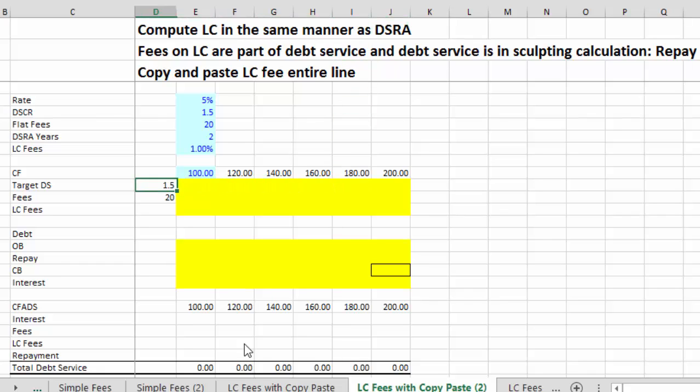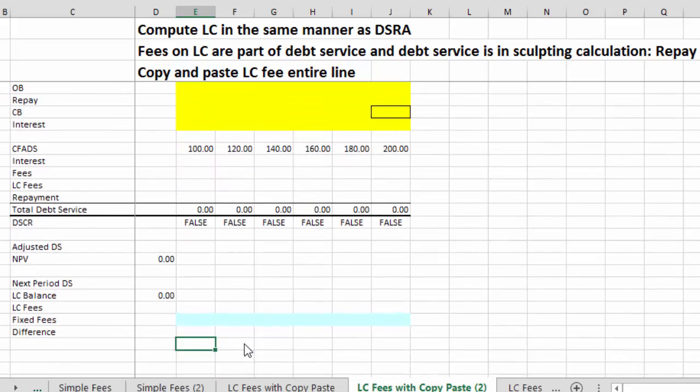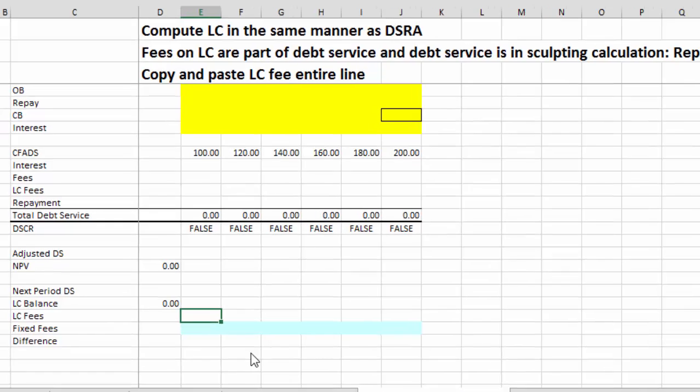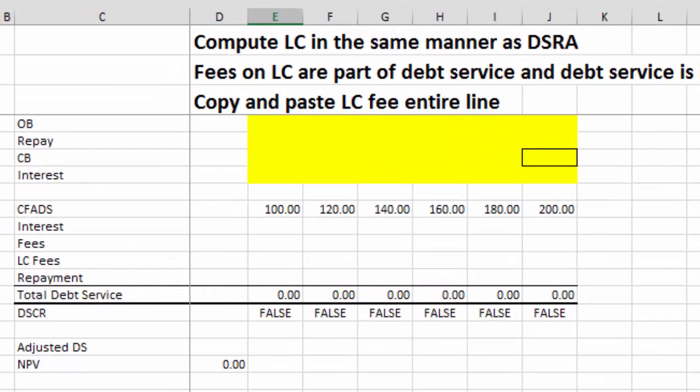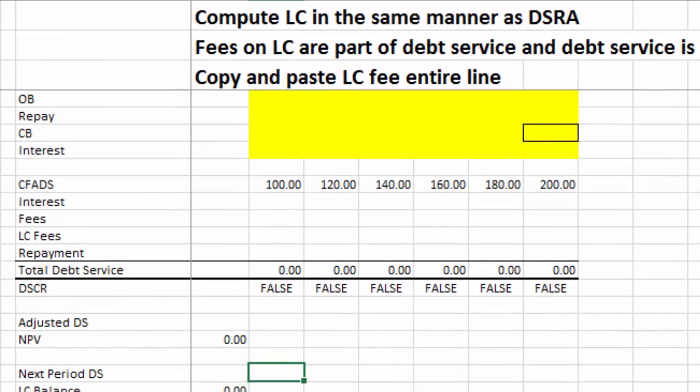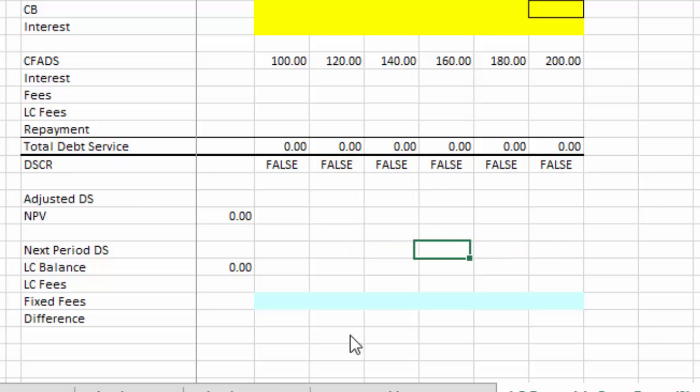So what we're going to do is compute the target debt service. Then the fees, we'll just put some fixed fees, but then these letter of credit fees we're going to put in. And I'm just going to tell you, we're going to get these from the fixed fees. I'll try to get them from just non-fixed fees. And we'll have this circular reference. Then we'll figure out how to get the fees through looking at the next period debt service.